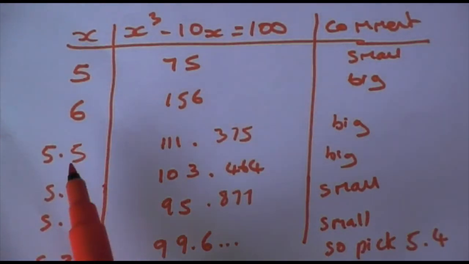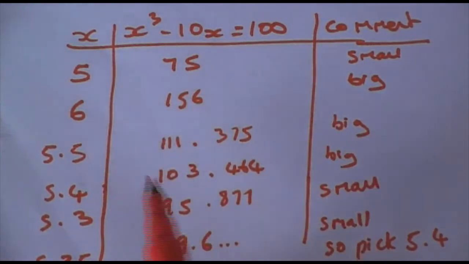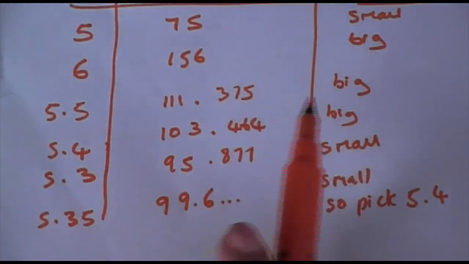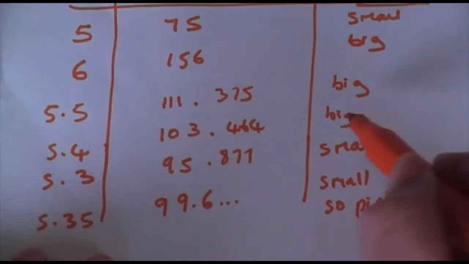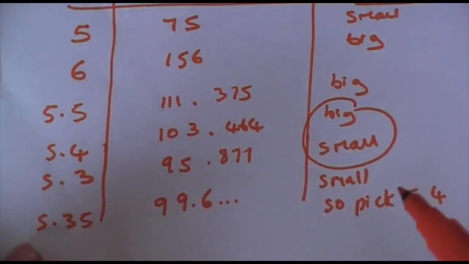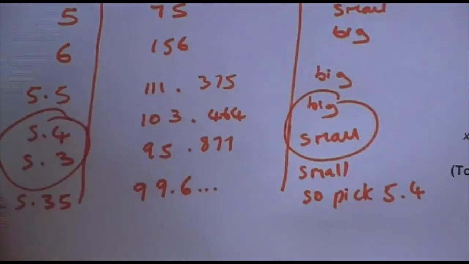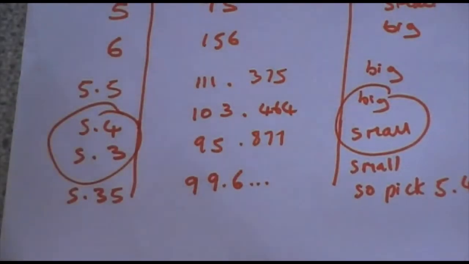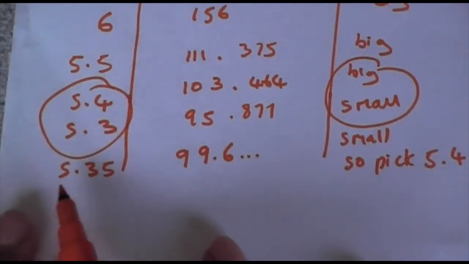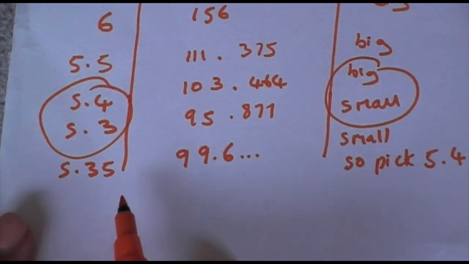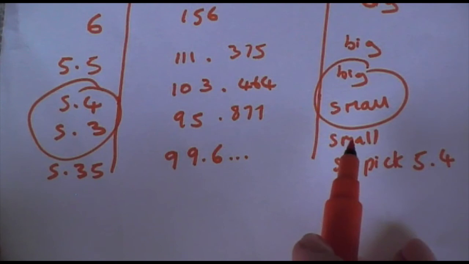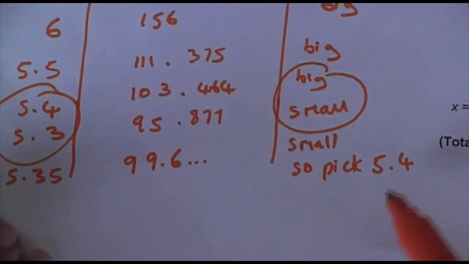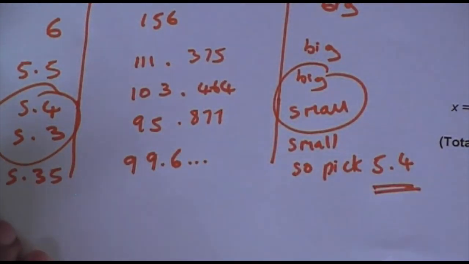You go halfway between. 5.5 was too big, so you drop 1 down. 5.4, still too big. Try 5.3, too small. Jackpot. I found too big and too small, and they are to 1 decimal place. That's what they wanted the answer, so I know one of those has to be my solution. I'm going to use 5.35 as a test just to check which one to pick. That gave me 99.6, which is too small, so I pick the larger of the two, which is 5.4, and that's your answer.